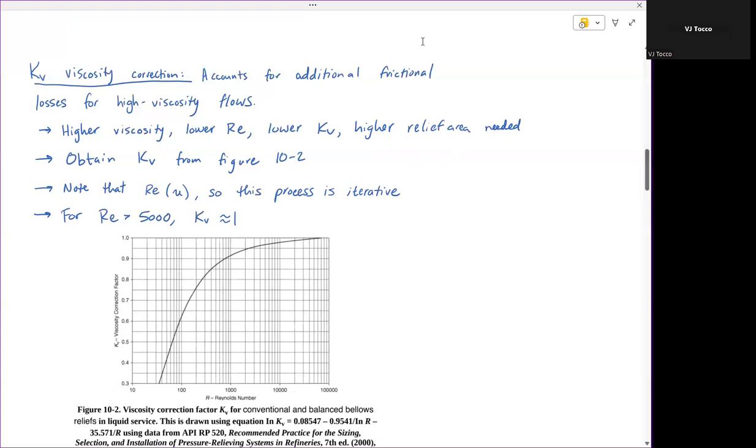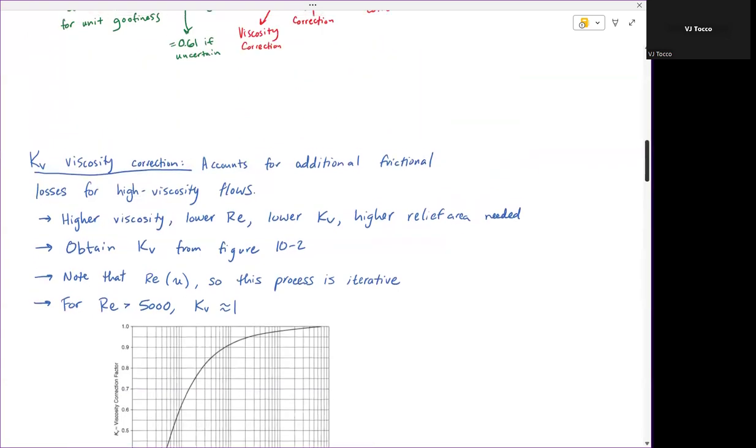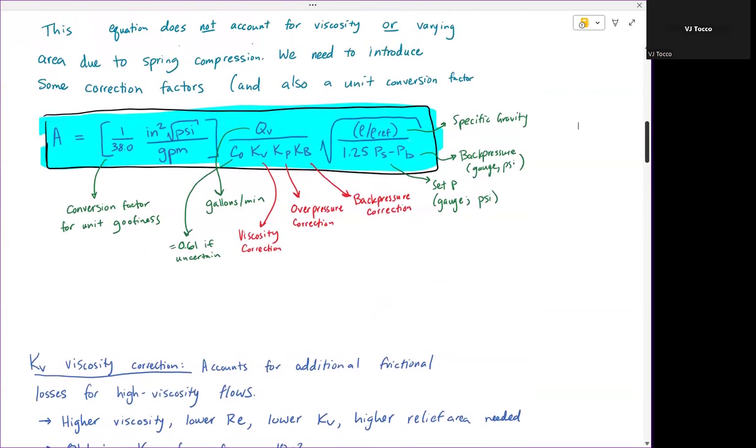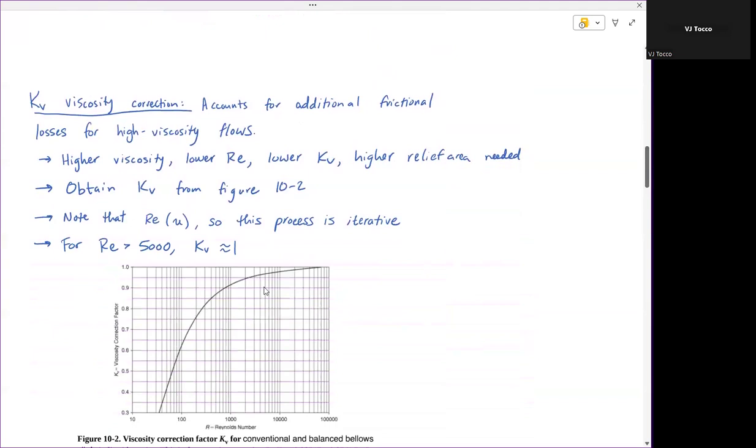So all you do is you go to figure 10.2 in the textbook and you obtain the value of KV based on the Reynolds number. Now, the challenge here is that the Reynolds number itself is going to be a function of the velocity. However, remember what we're trying to find in the first place is going to be the velocity itself. So you have to iterate.